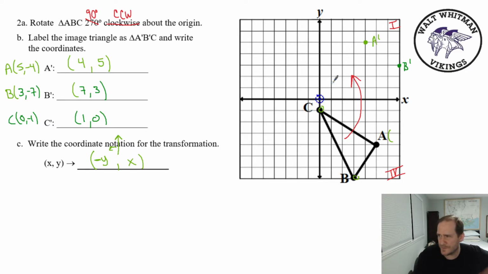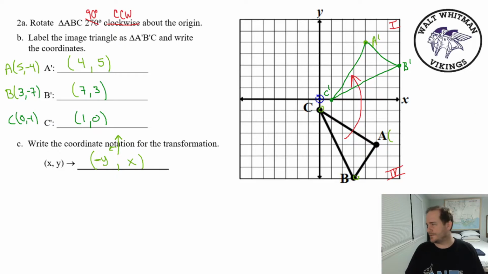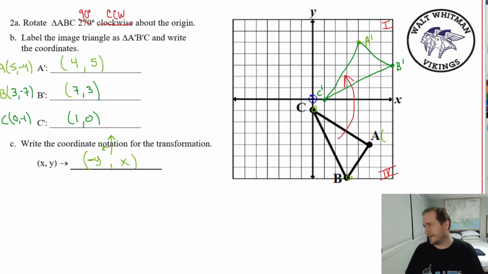So C was 1, 0. C should have been here. That's C prime, which means our triangle is actually a little bit differently shaped from how it was. That looks better. It did actually look weird to me, but I was trusting myself. Shouldn't have done that. All right, I'm going to redraw the thing and double check it because now I'm just not even sure. So we'll go here to here, here to here, here to here.